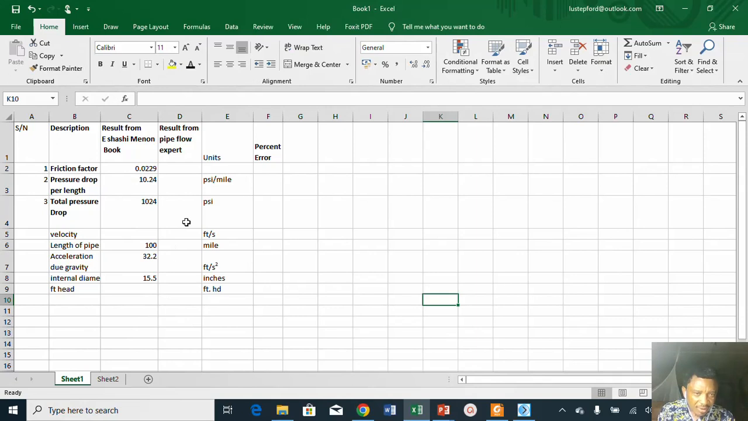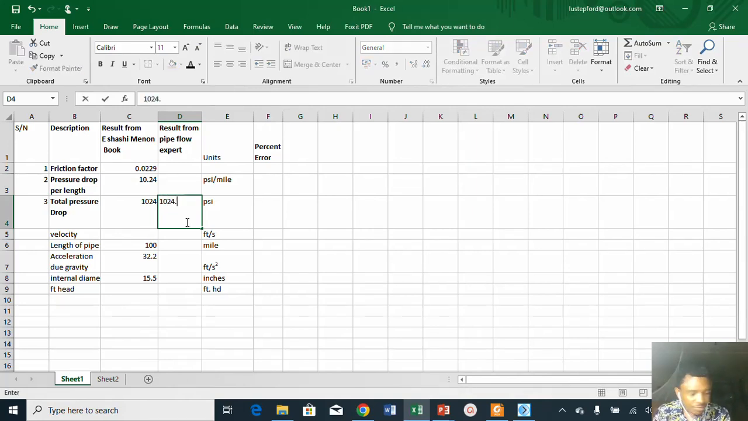So we need to add all this. We have the total pressure drop to be 1024.2437. Here is 100 miles. Then this value for Pipe Flow Expert will now be equal to the total pressure drop divided by the length of pipe. So it will give us 10.2437 psi per mile. So now we are good.